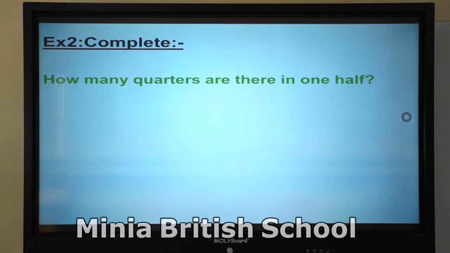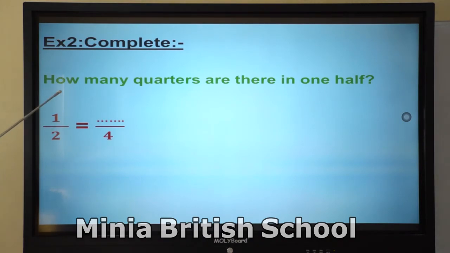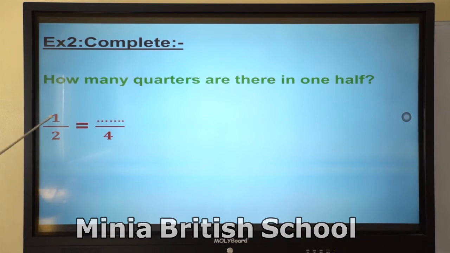Last example. How many quarters are there in one half? In one half, I can write 1 over 2. Excellent. Can I write quarters? No, I don't know how many quarters. It's 1 quarter or 2 or 3 quarters. So you have to write 1 over 2, which is a half, equals space over 4. I don't know how many quarters I have, so put a space in the numerator.